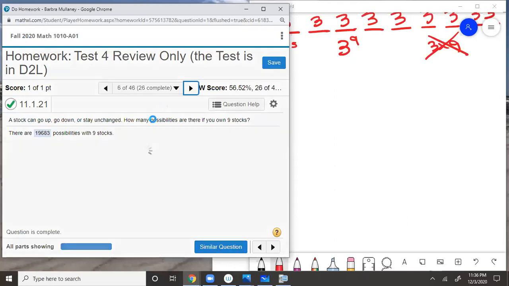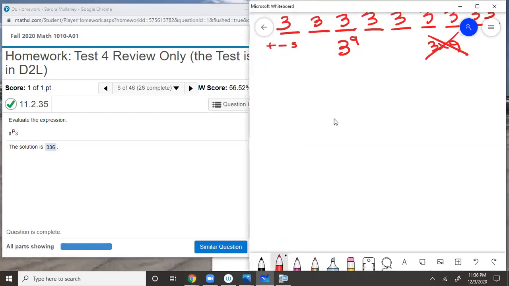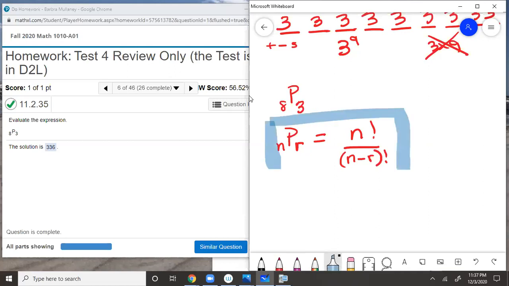Question number 6. Evaluate the expression. Okay, so now we're going to use another formula. This is what we call permutations. So the permutation of 8 items taken 3 at a time. This we can use a formula of the permutation of n items taken r at a time, and that's equal to n factorial divided by (n minus r) factorial. And the n minus r is in parentheses. That's important here. Okay, so this is the formula.